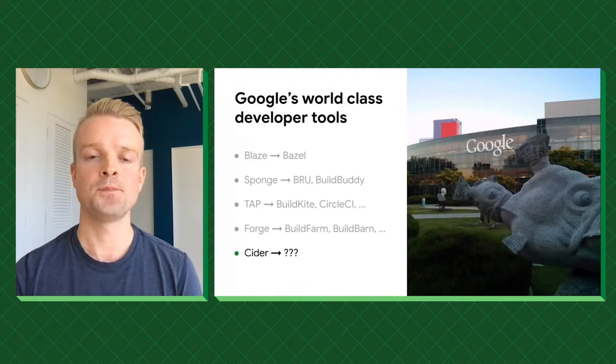Cider is Google's browser-based code editor that allows you to quickly make changes to Google's massive monorepo from any device. Right from within your browser, you're able to kick off Blaze builds and Blaze tests that take full advantage of Google's powerful remote caching and remote build execution capabilities. Today, I'm going to show you how to recreate this setup for your code base using the newly released GitHub Codespaces feature, along with Bazel's powerful remote execution capabilities.